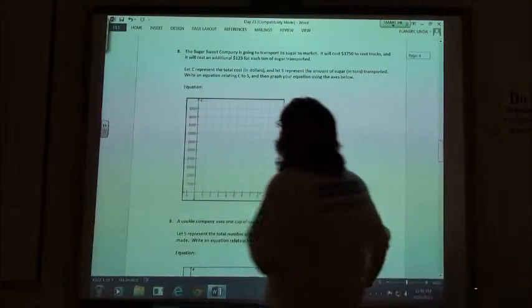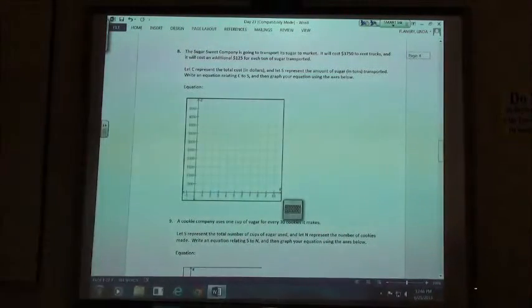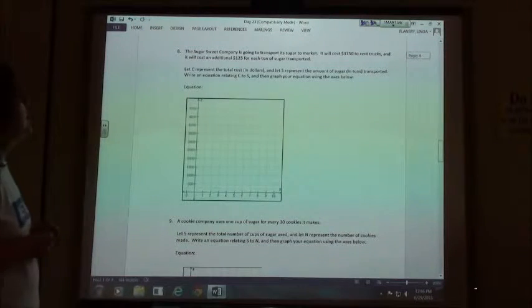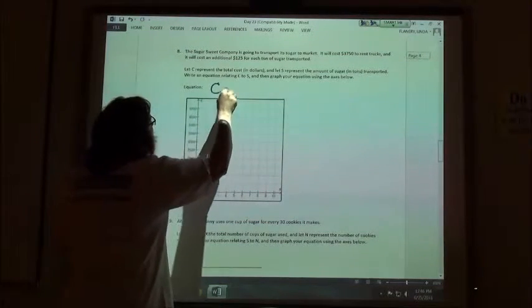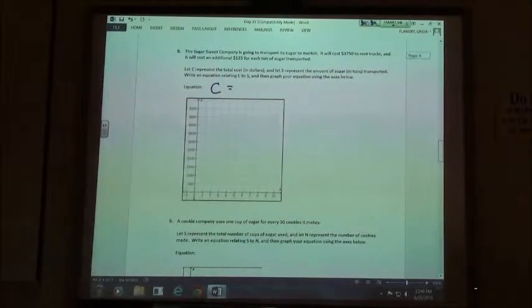So number 8 says the Sugar Sweet company is going to transport its sugar to market. It will cost $3,750 to rent trucks, and it will cost an additional $125 for each ton of sugar transported. Let C represent the total cost in dollars and S represent the amount of sugar in tons transported. Write an equation relating C to S. So what are my costs going to be? What should I have for my equation?